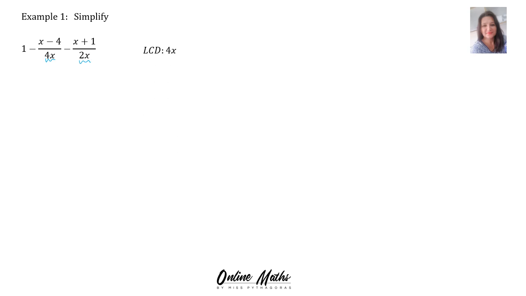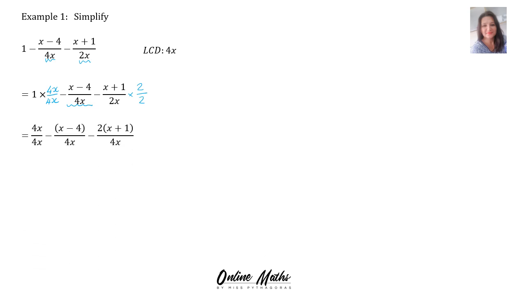Now you go back to each term individually and multiply so that your denominator becomes 4x. On the first term, you're going to multiply by 4x over 4x. This term is already over 4x. And the last term, you only need to multiply by 2 over 2.